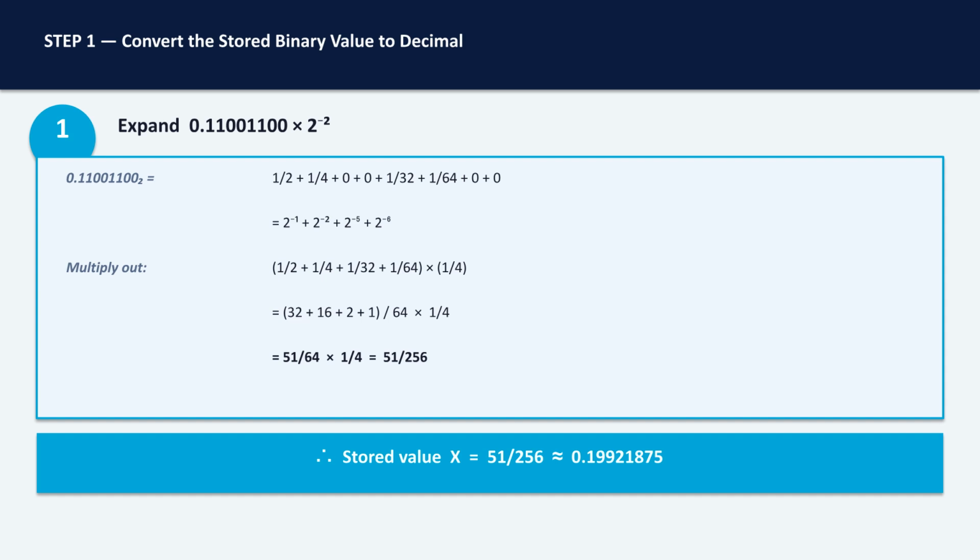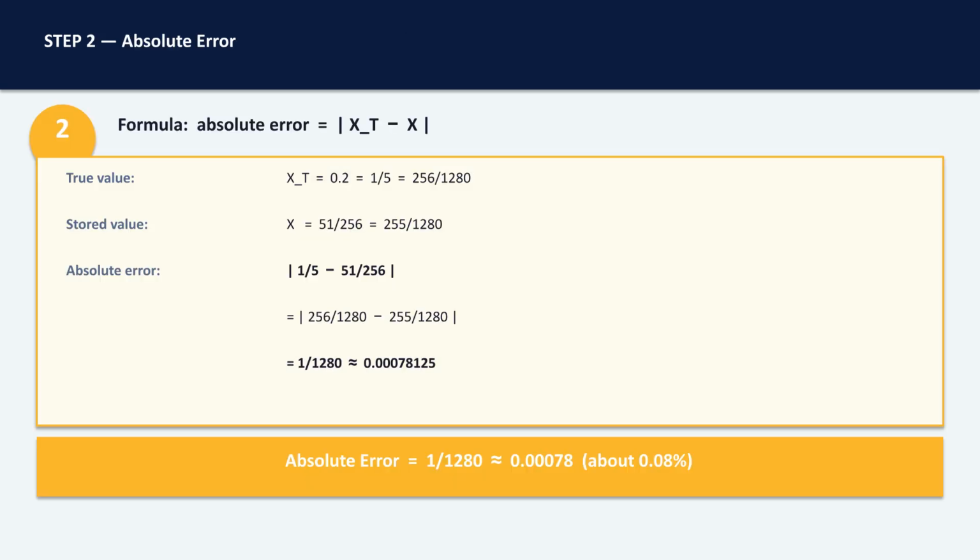Step 1 is to convert the stored binary value 0.11001100 times 2 to the power of -2 to its decimal equivalent. Expanding the binary value and multiplying it by 1/4 yields a stored decimal value x, which is 51 over 256, approximately 0.199217875.